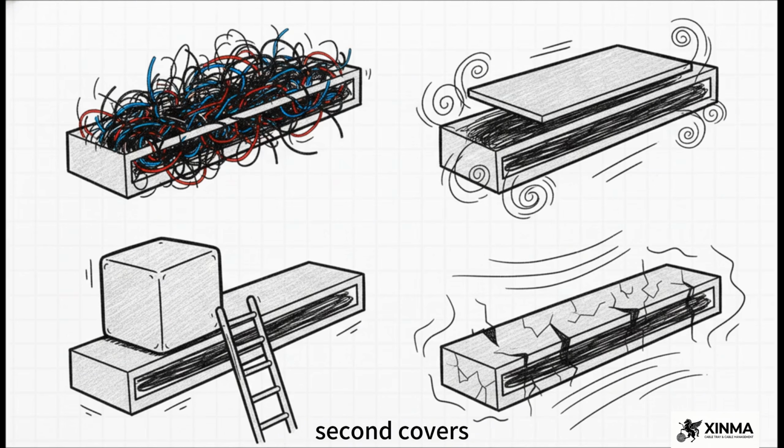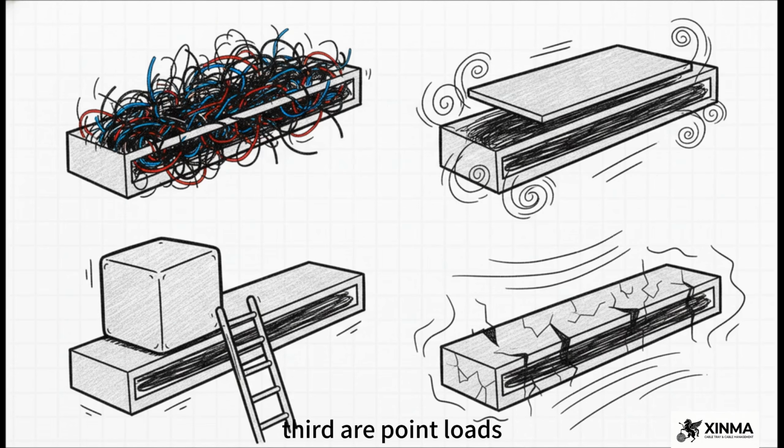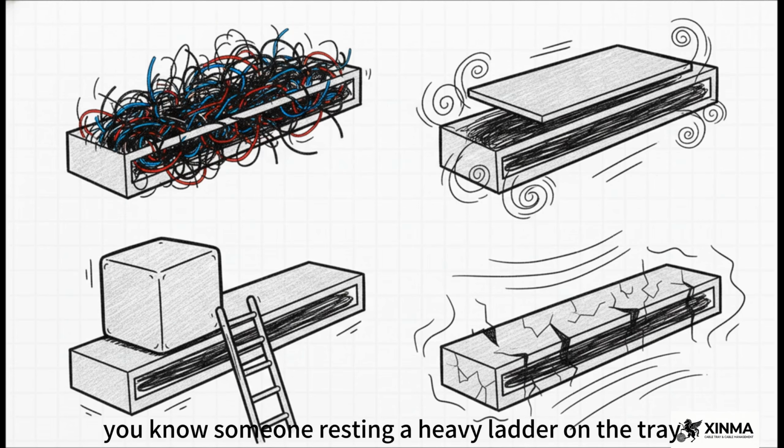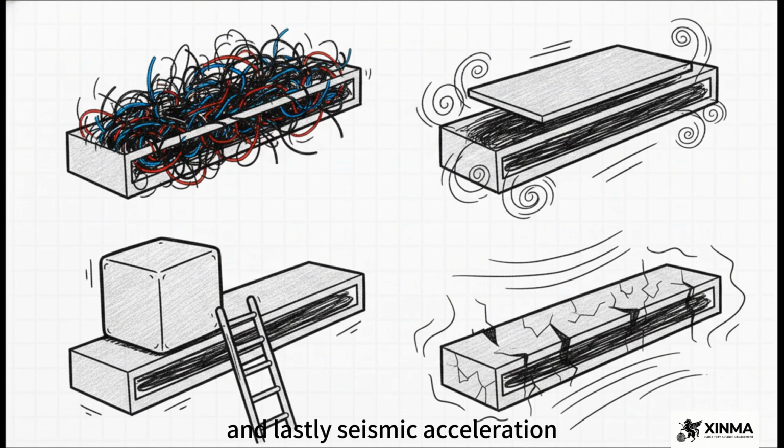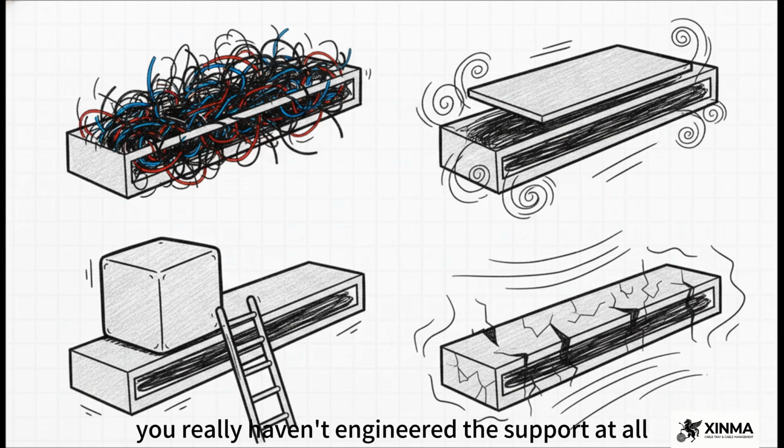Second, covers. They add dead weight and they totally change wind loading if you're outside. Third are point loads. Think of a heavy junction box or someone resting a heavy ladder on the tray. And lastly, seismic acceleration. In an earthquake, the static weight of your cables multiplies dynamically. If you haven't engineered for these hidden loads, you really haven't engineered the support at all.